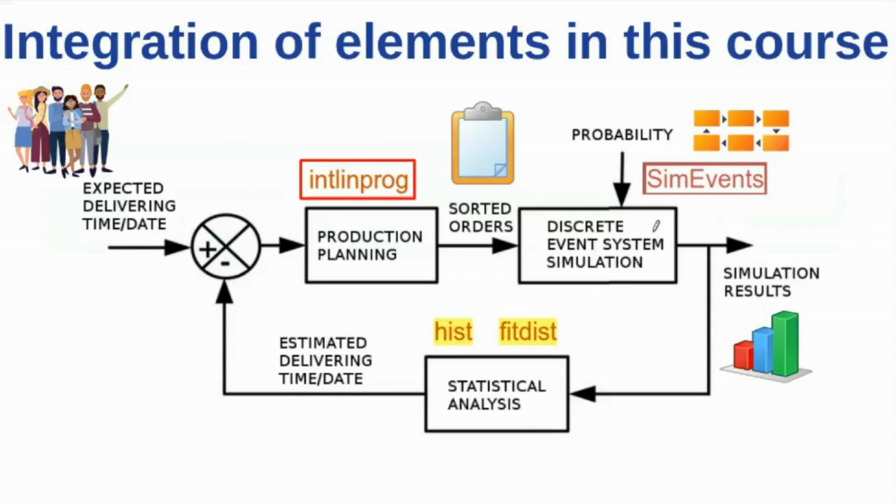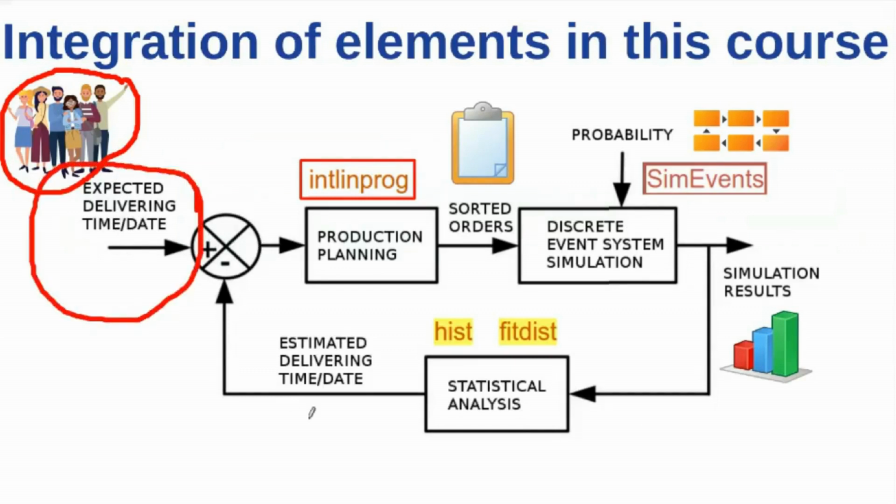So the main idea for the integration of elements is the following. We have the customers in here. These customers are ordering us some products to be delivered, so they expect some specific delivering time or delivering date. As you can see here, this expected delivering time enters the system as the set point for our feedback system.